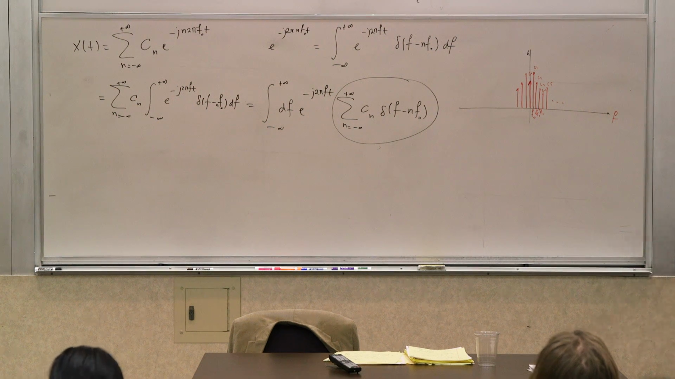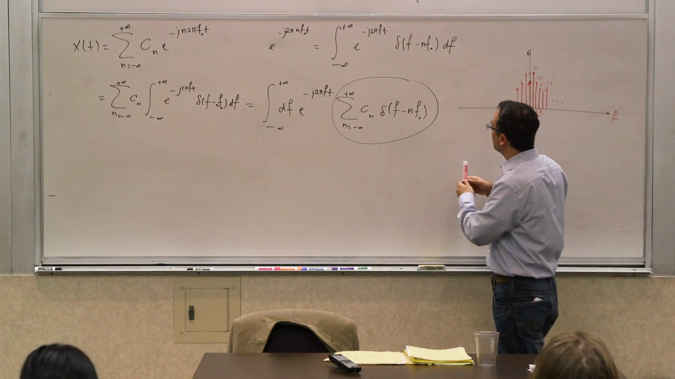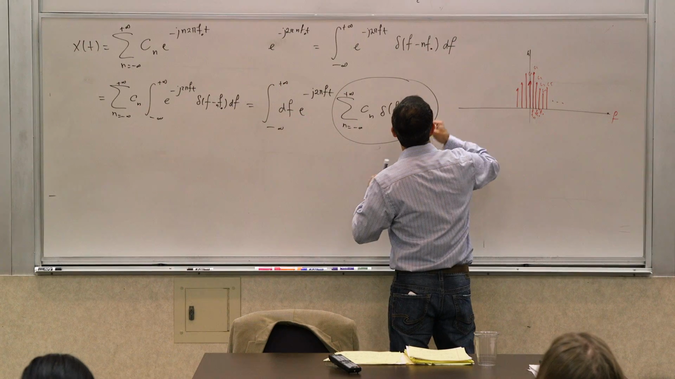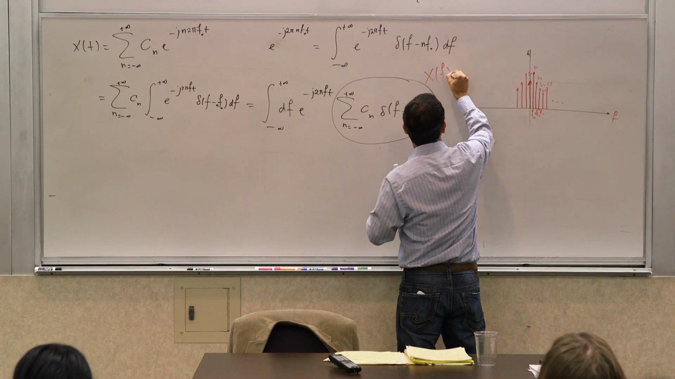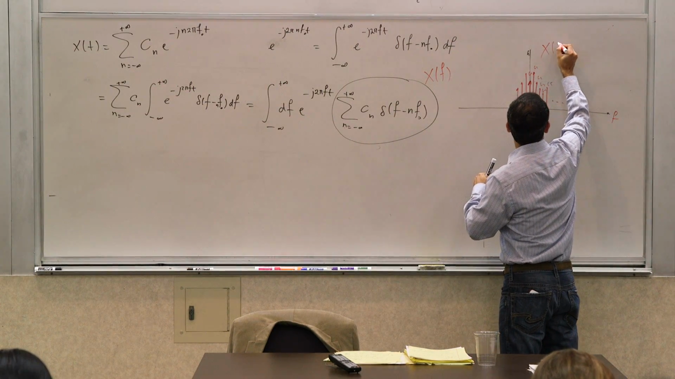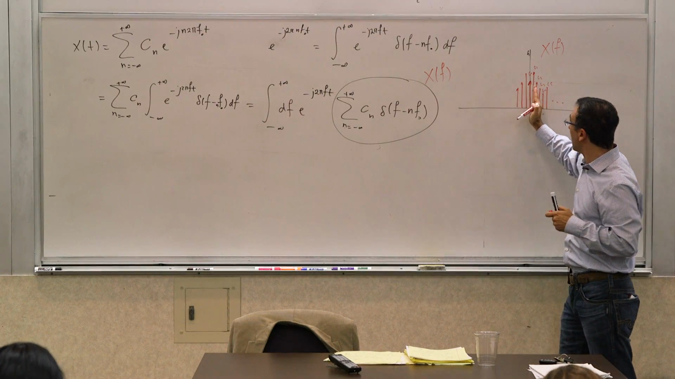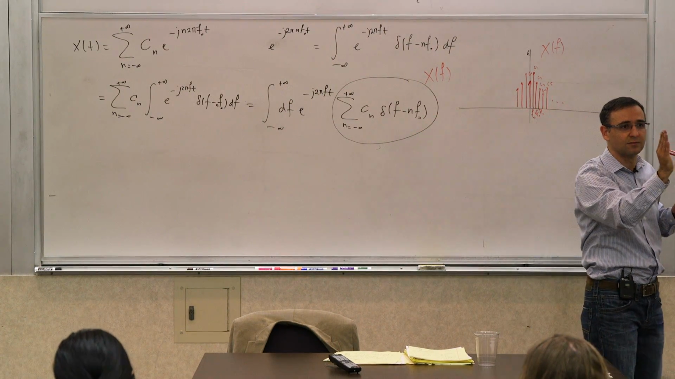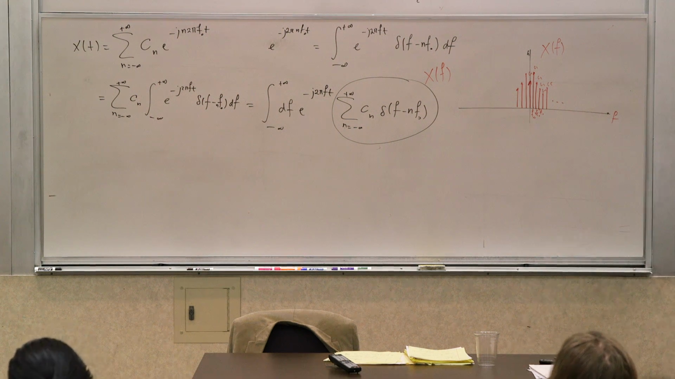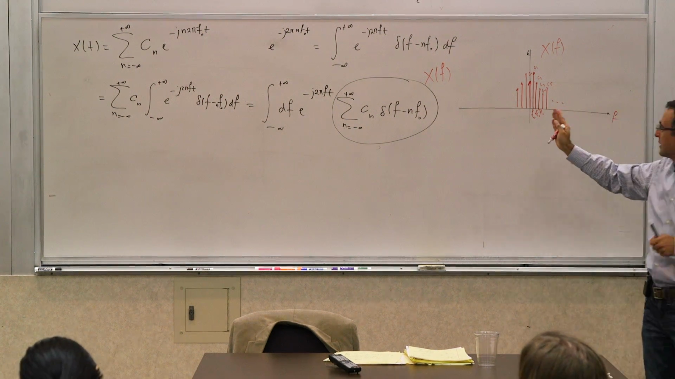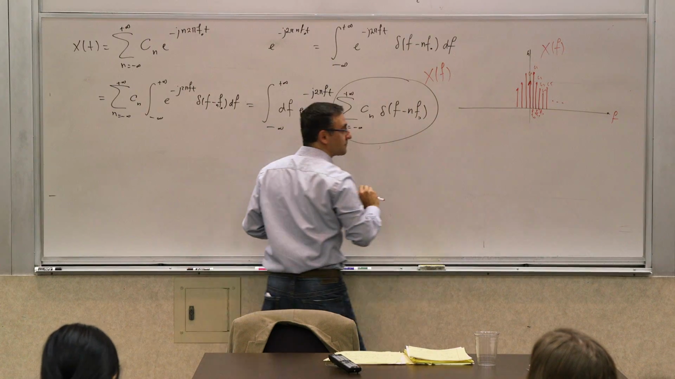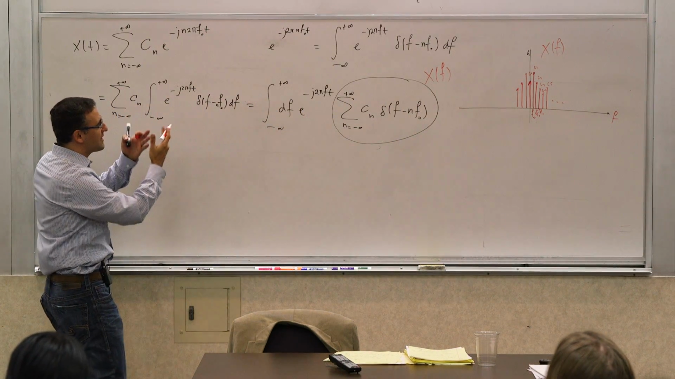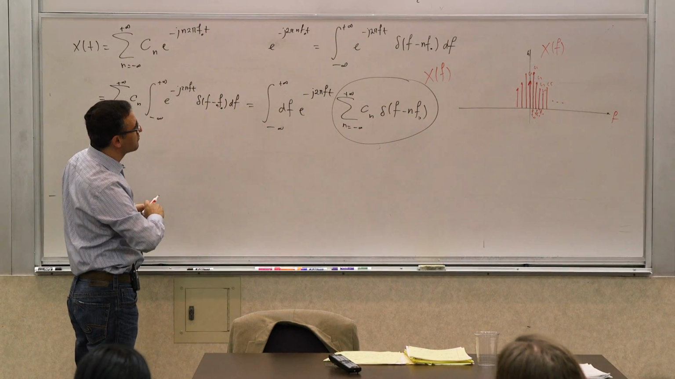So this is that function, right? I call this function capital X of f. So it's a function that has all of these impulses. You can see it's the sum of all these impulses weighted and shifted. Shifted by different multiples of f naught and weighted with different values, the Cn's. So this new function X of f is what it is.